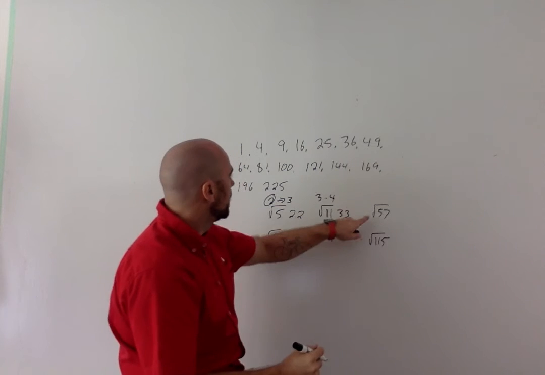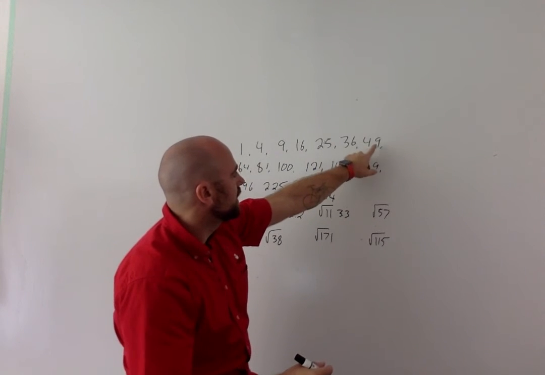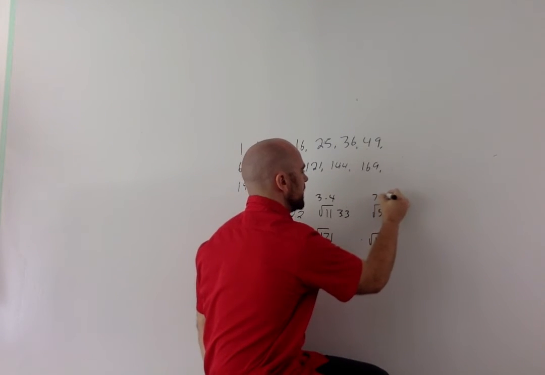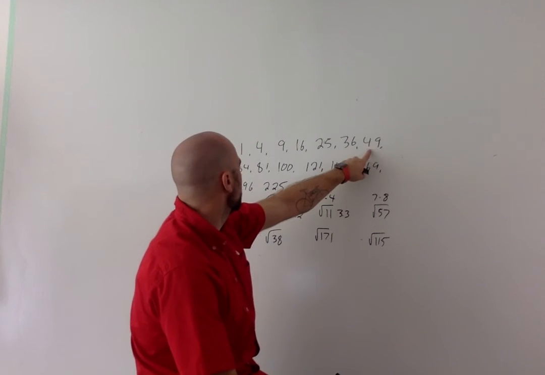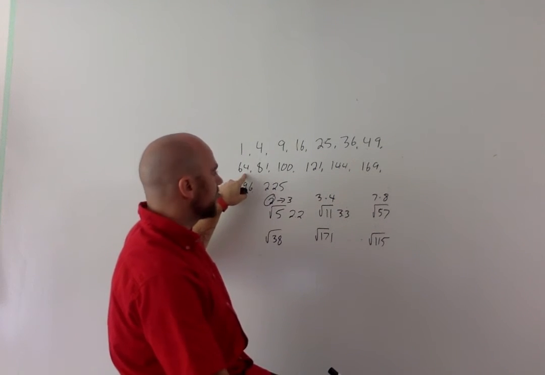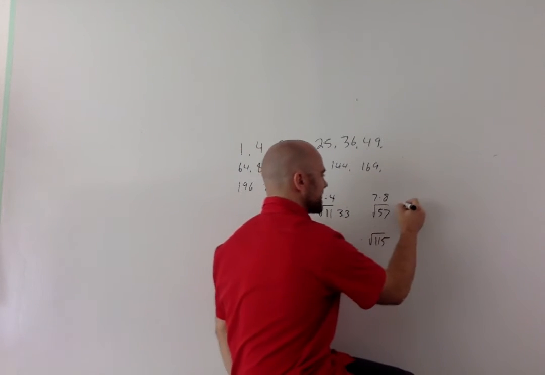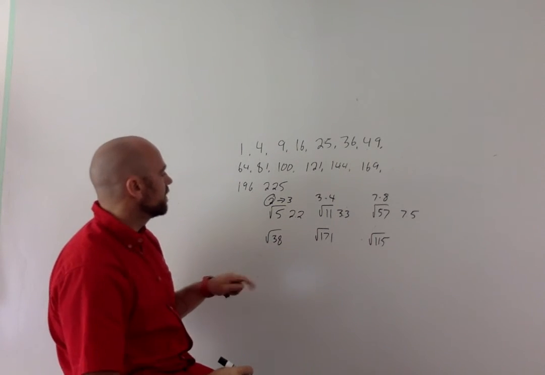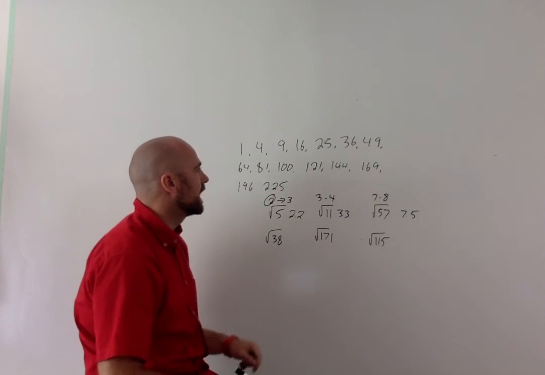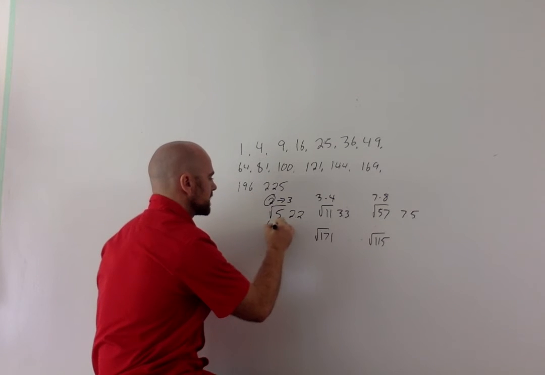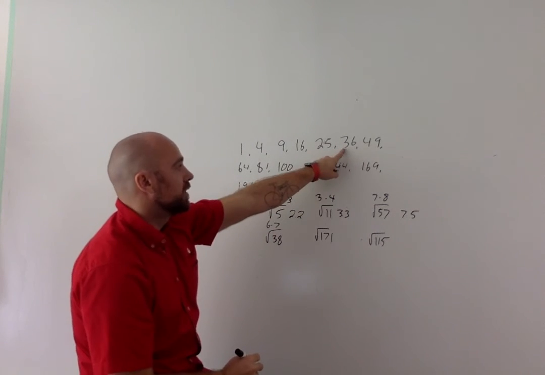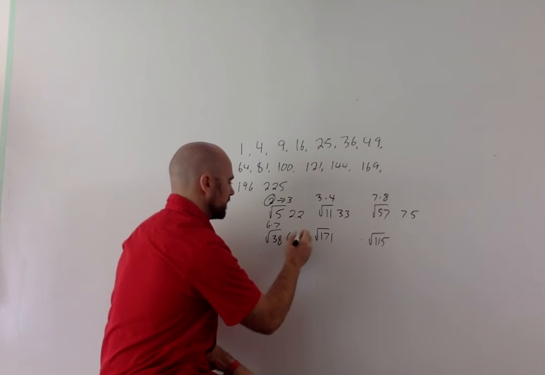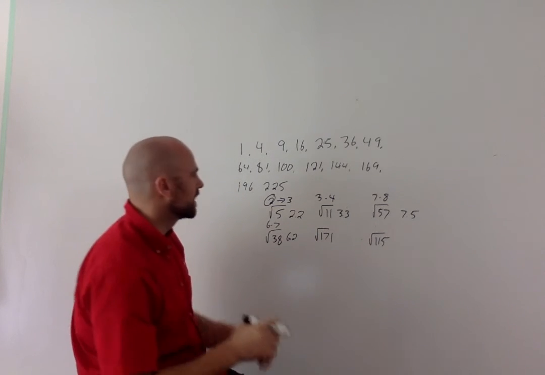Okay? Now we've got the square root of 57. It's going to be in between 49 and 64. So it's going to be in between 7 and 8. Okay, let's see. It's 8 away from here, and it's 7 away from here. So it's actually pretty close. So I'm going to say that it's going to be somewhere around 7.5. Then I go to here, square root of 38. Well, it's going to be in between 36 and 49. So that means it's going to be in between 6 and 7. Okay? It's really close to 36. It's only 2 away, where it's 11 away from 49. So it's going to be probably 6.2-ish again. It's just a guess. Okay?